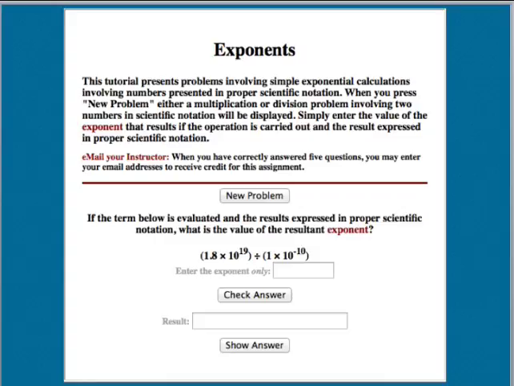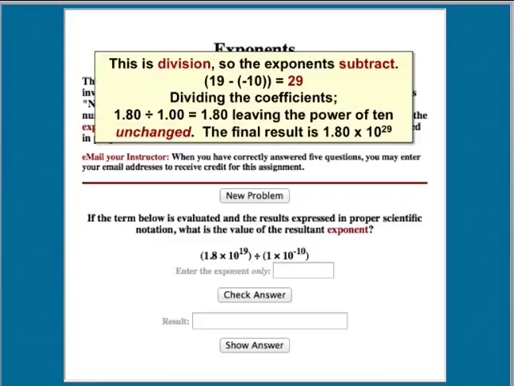Because it's division, we're going to subtract. So that's 19 minus a minus 10, which gives us a total of 29. For our coefficients, we have 1.8 divided by 1, which is still 1.8. So our exponent here is 10 to the 29.